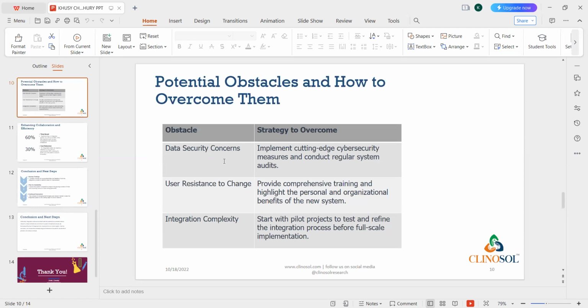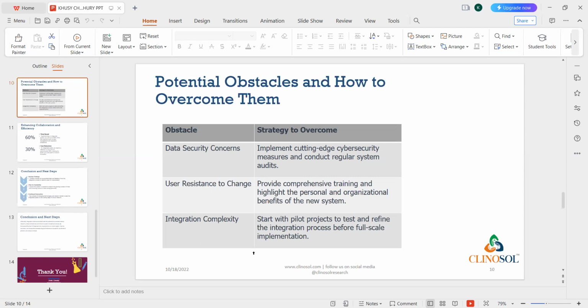data due to the sensitivity and confidentiality of the patient information involved, complexity of the data ecosystem, regulatory compliance burden, vendor dependency, data ownership and governance, resistance to change, emerging threat landscape, etc. are the factors. Strategy: implement cutting-edge cybersecurity measures and conduct regular system audits.